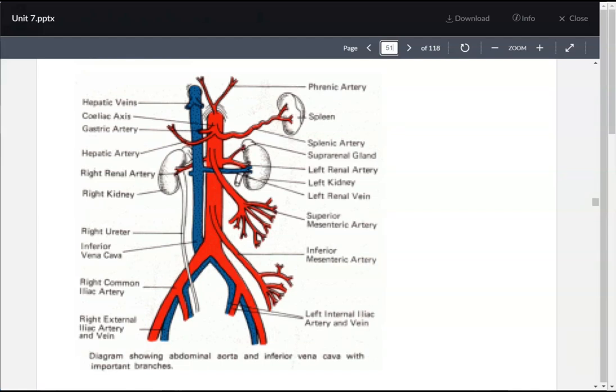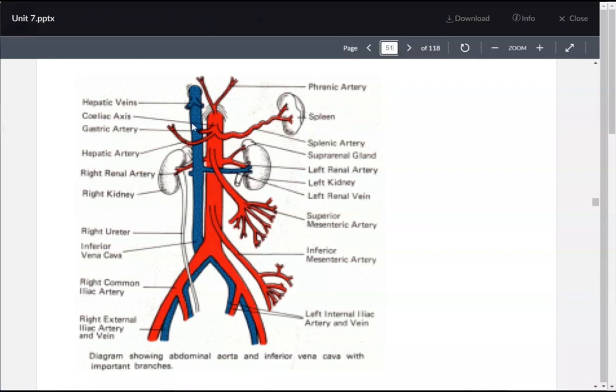What this diagram is very fuzzily showing you is the branchings towards the kidney. We have the right and left renal arteries. We have the splenic artery going to the spleen. We have the gastric artery going towards the stomach. We have the hepatic artery, which is going to go towards the liver.